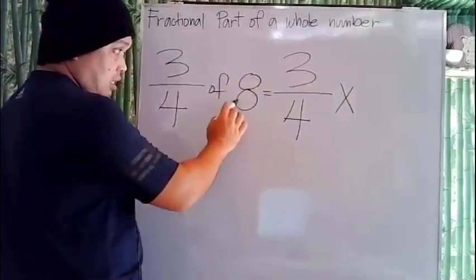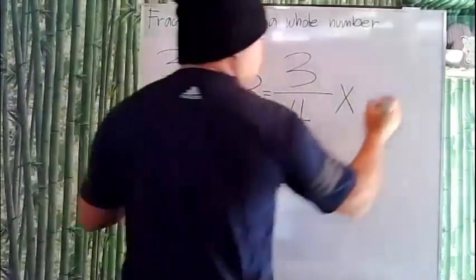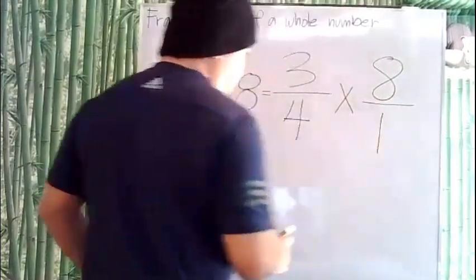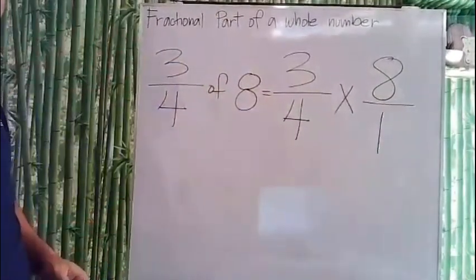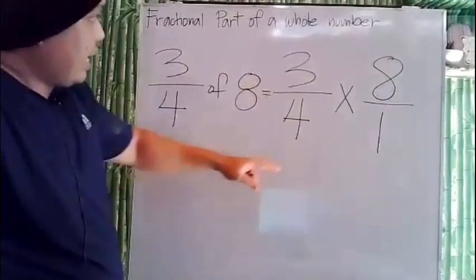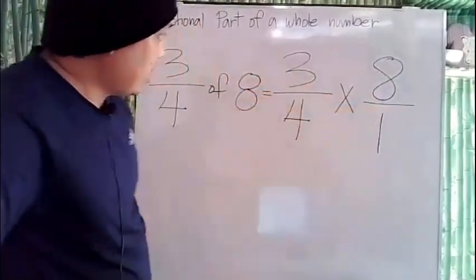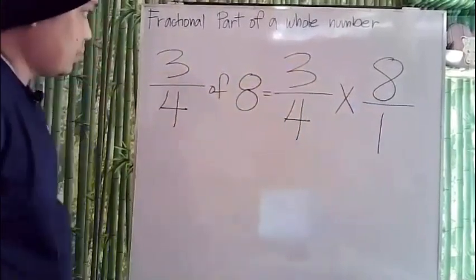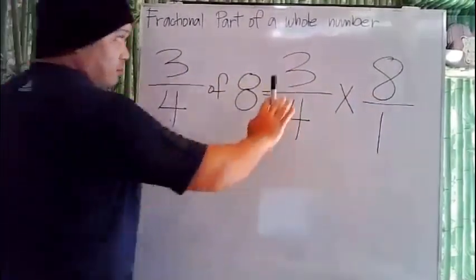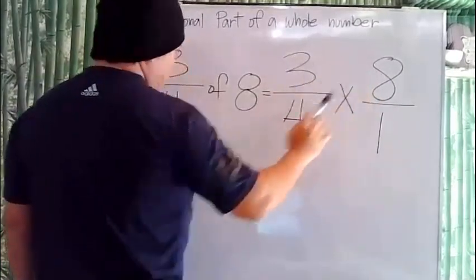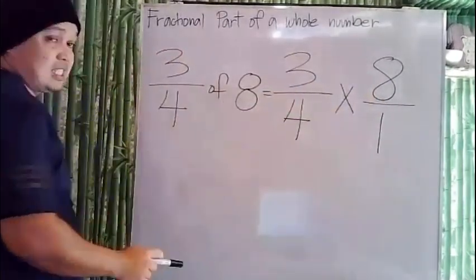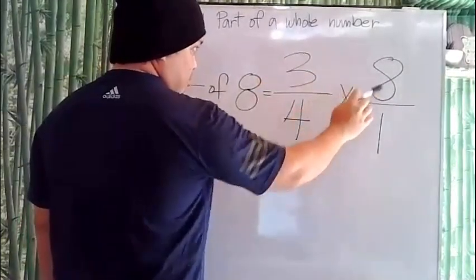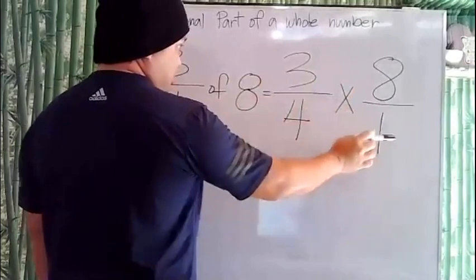Because 8 divided by 1 is the same. Let's do it as a fraction for the purpose of multiplying the two. So 8 over 1 here is the same as 8, because 8 divided by 1 is 8. So we have now two fractions. To get the fractional part, just multiply. We multiply numerator to numerator and denominator to denominator.